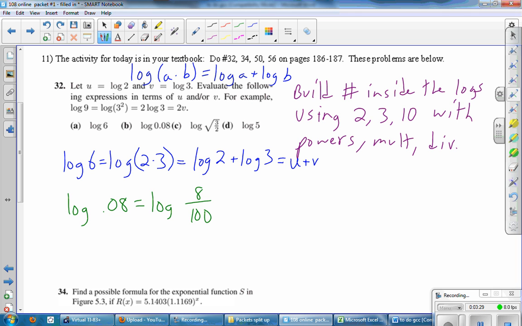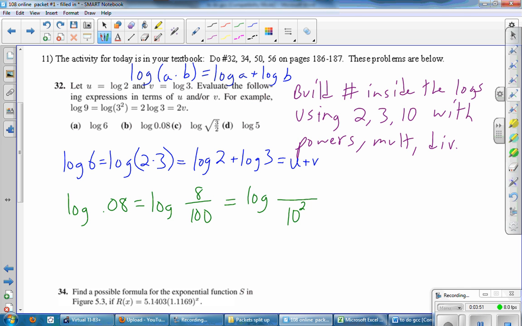Same as 0.08. And then things are pretty groovy, actually, because fractions, division, is allowed, right? We're allowed to use division. And 100 has an awful lot to do with 10. In fact, it is a power of 10, so that seems like a good way to go. This is really 10 squared on the bottom.